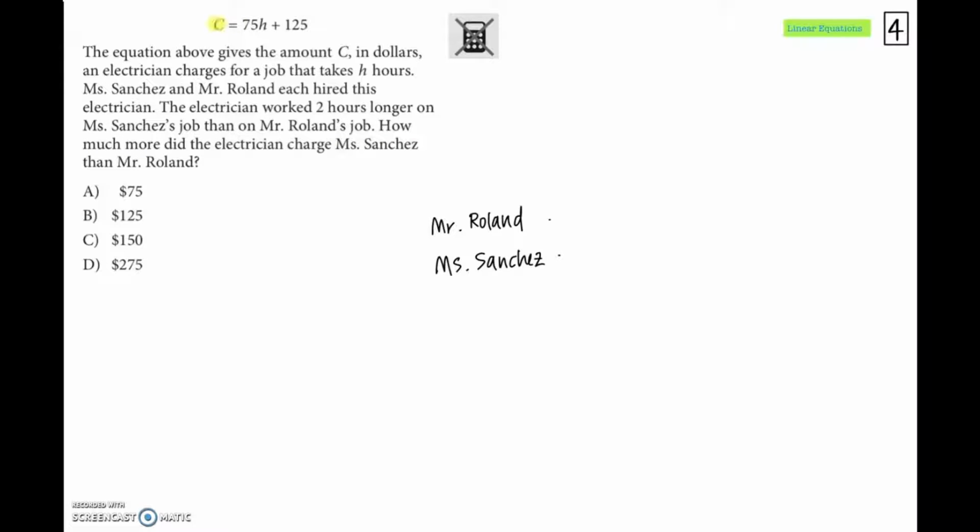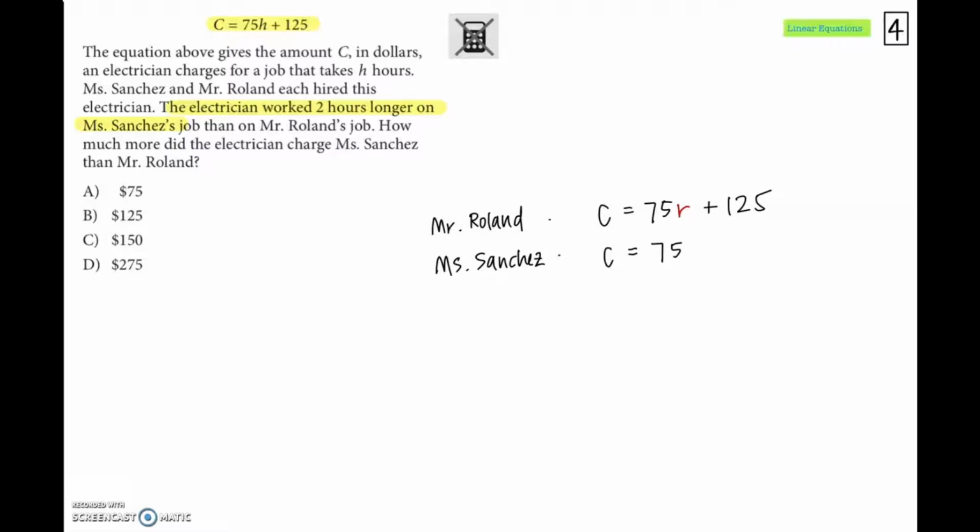Okay, so I know that this is an important thing to remember, and the electrician worked 2 hours longer for Miss Sanchez. So she's going to pay a little bit more than Mr. Rowland, and we want to know how much more she had to pay. Well, Mr. Rowland's cost is going to be C equals 75H plus 125. But let's say that the number of hours that the electrician worked for Mr. Rowland, we're going to call that R. We really don't know the number of hours he worked for either of them. We just know that for Miss Sanchez it was 2 more hours.